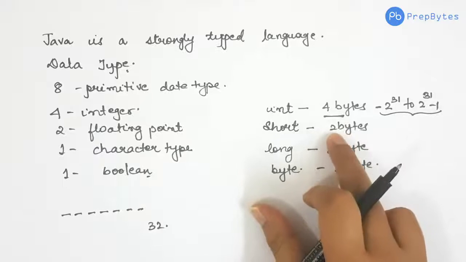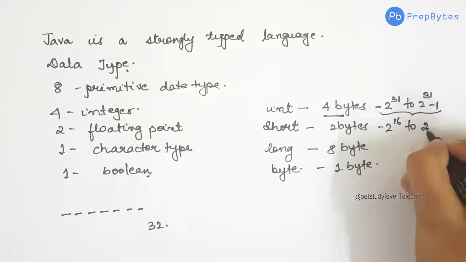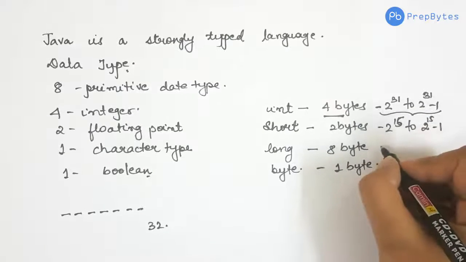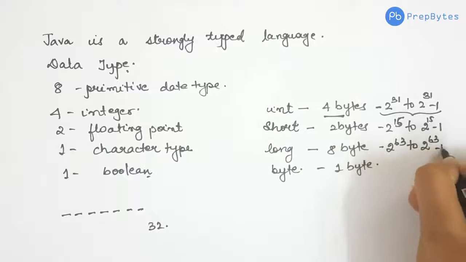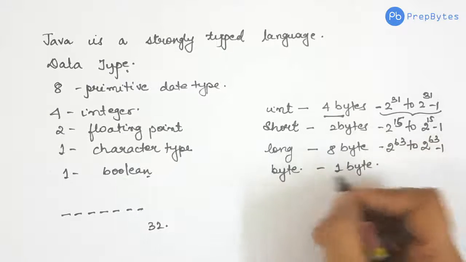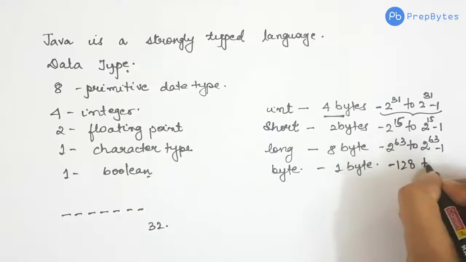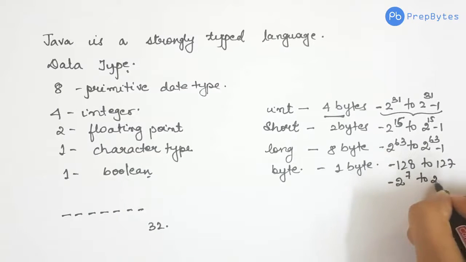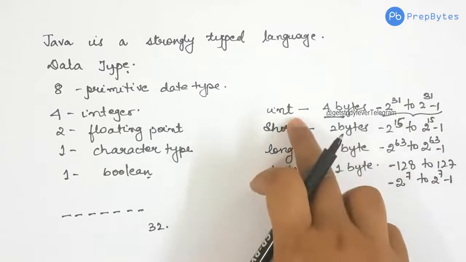Similarly, here, since we have only 2 bytes, it will have range from minus 2 to the power 15 to 2 to the power 15 minus 1. Long will have values from minus 2 to the power 63 to 2 to the power 63 minus 1. Similarly, byte will have numbers from minus 128 to 127, which is minus 2 to the power 7 to 2 to the power 7 minus 1. So, this is the range of values that a particular data type can hold.